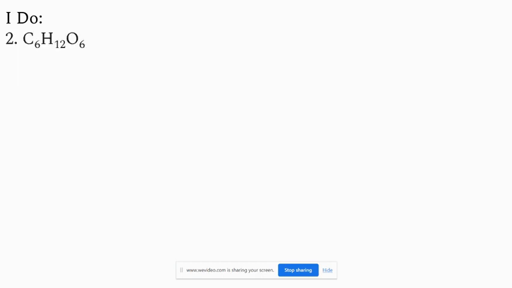We got another I do here. So let's see if we can do this together. I've got my inventory written down. I have my 6 carbons, my 12 hydrogens, and my 6 oxygens. See if you can find those masses on the periodic table and get them rounded to the tenths place.